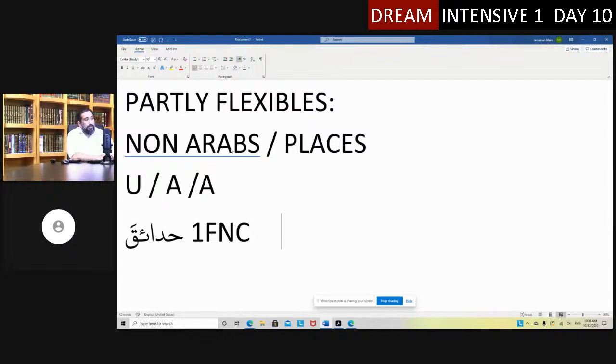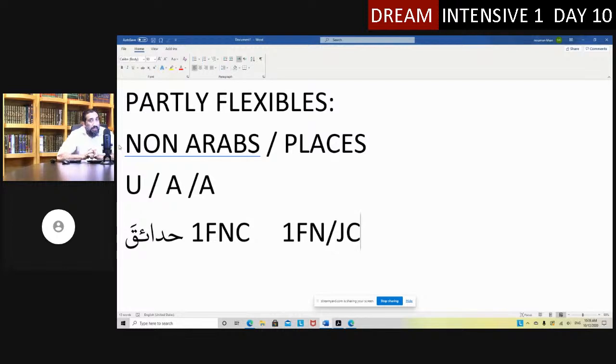But actually, you can also say that it's singular feminine, nasab or jar, common, because it's a broken plural. The rafa is hada'iqu, the nasab is hada'iqa, and the jar is also hada'iqa.